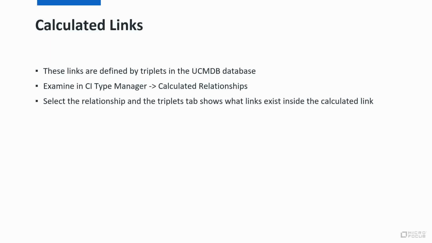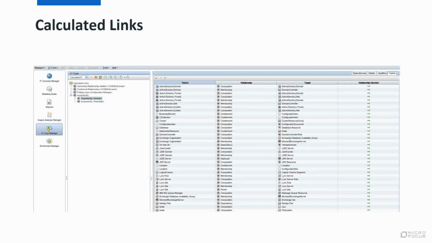Calculated links, those are another type of link, but those are defined by triplets. And to see what they are, you need to go into CI type manager, select the calculated relationships dropdown, and then select the triplets tab in the particular relationship that you want to look at. This is most commonly used in impact analysis rules.